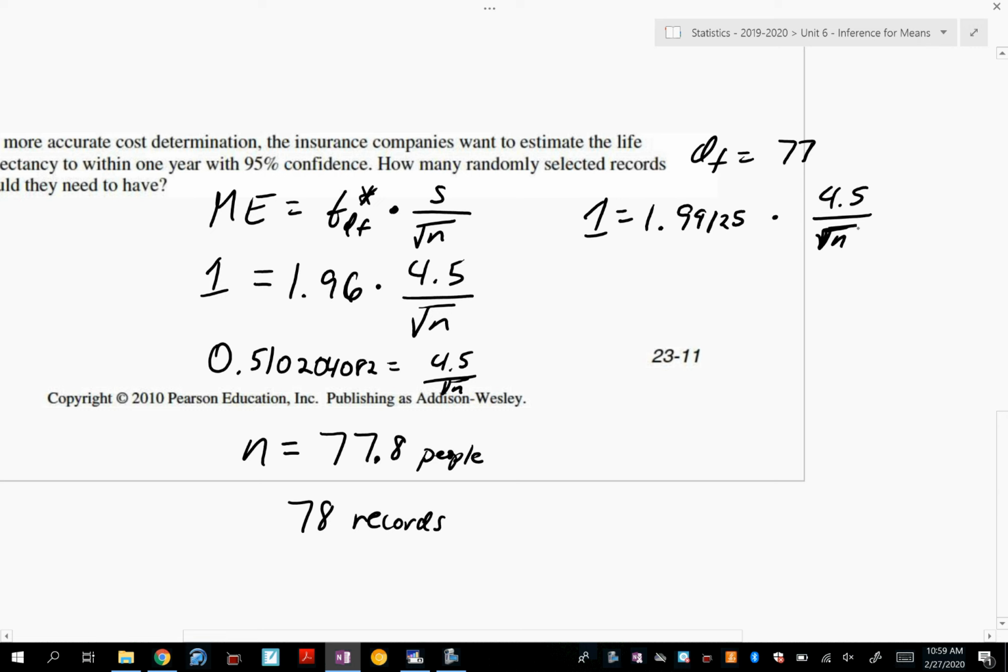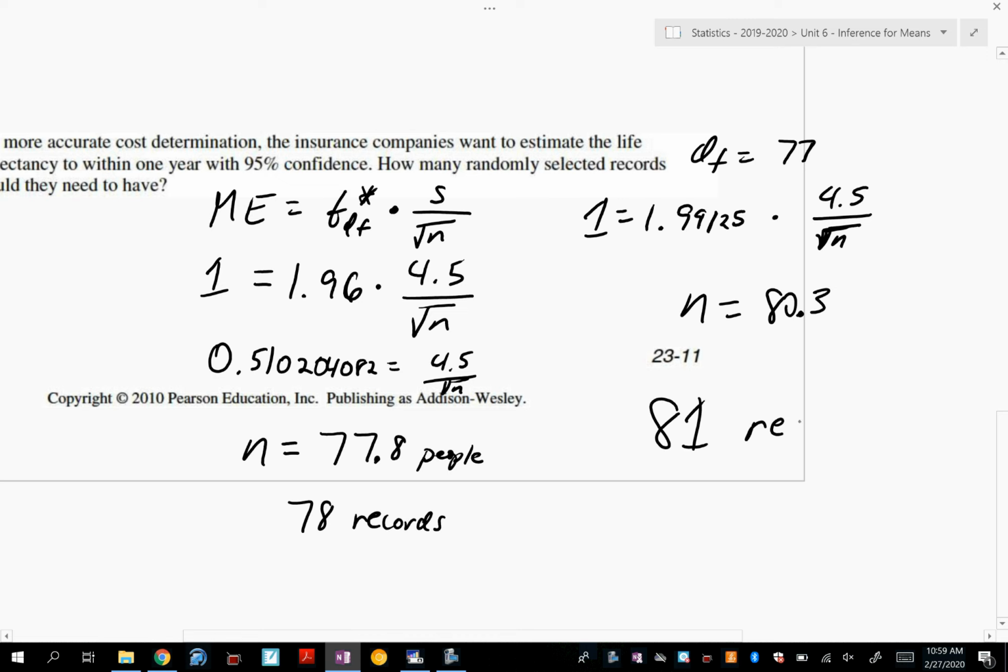But technically, if you want this to be accurate, you have to do this twice. So I'm just going to repeat the process and skip a bunch of steps. I'm going to do 1 divided by 1.99125. Then I'm going to take 4.5 divided by that, and then square it. And I get 80.3. So how many records should I actually look at?